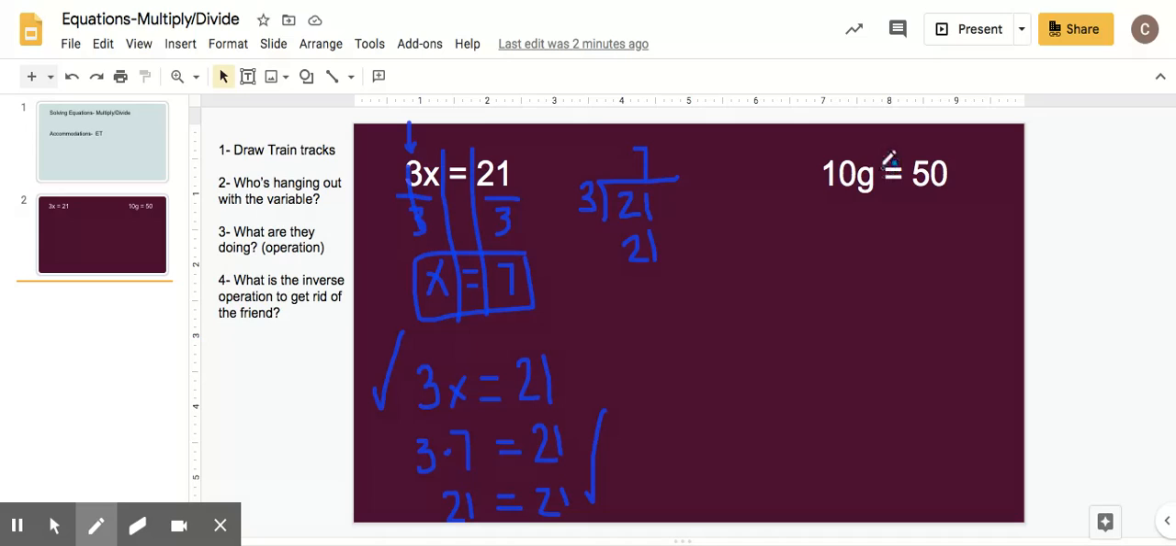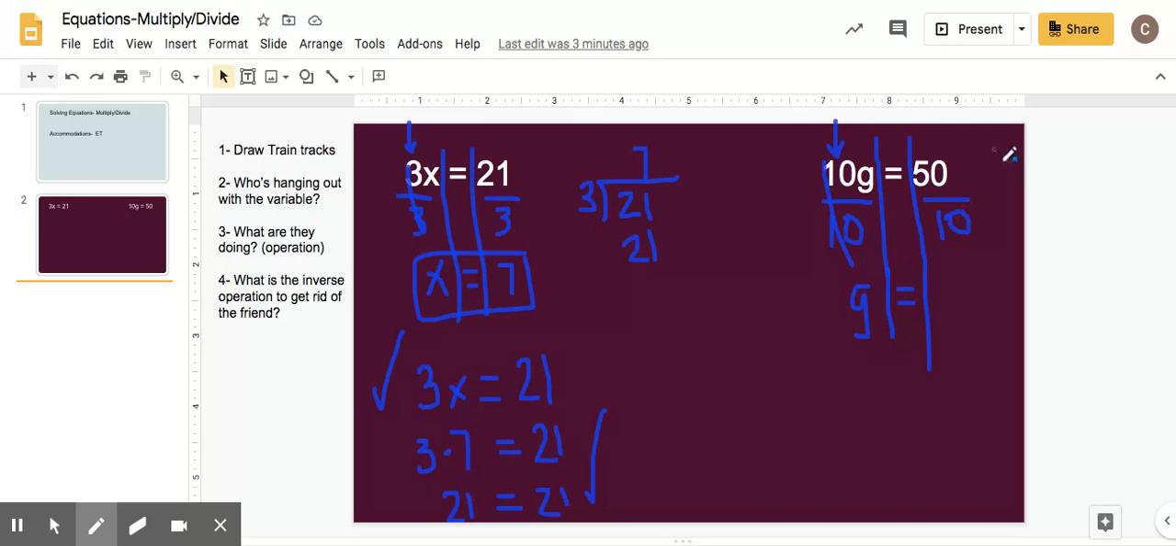Okay, so let's do one more. We're going to draw our train tracks and ask our questions. Who's hanging out with G? 10. What are 10 and G doing? Multiplying. And what is the inverse operation to get rid of 10? Divide. We have to divide by the friend so that they cancel out and give us the 1. And if I divide by 10 on the left, I divide by 10 on the right. So these cancel out. We're left with G.